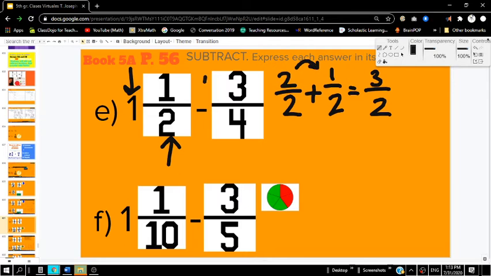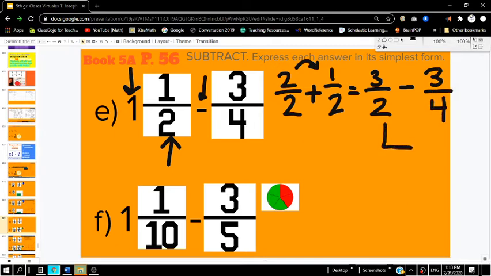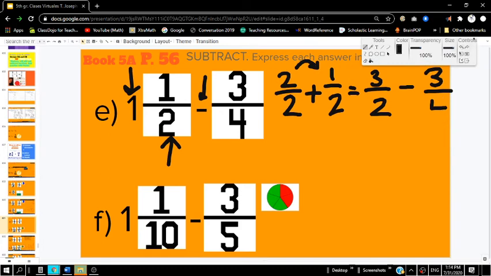Now, I'm going to subtract. But if I subtract 3/2 minus 3/4, I still don't have the same denominators. So I really can't go to that step yet. So what should I do with 3/2 in order for it to be the same denominator as 3/4? Well, let's multiply by a number to get fourths. 2 times what number equals fourths? 2. 2 times 2 equals 4.